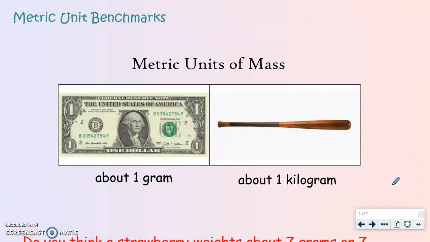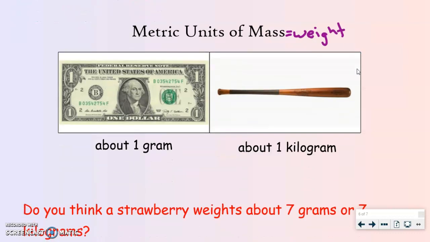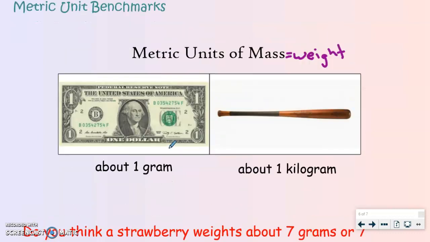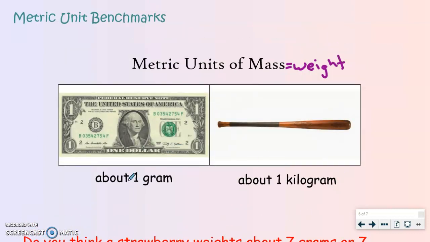And last but not least, we have units of mass. Mass can also be thought about as weight. So you would use something like a scale to measure mass. And so we have 2 main units here as well. We have the gram and we have the kilogram. So a gram is roughly about the weight or the mass of a $1 bill. So not a whole lot, right?